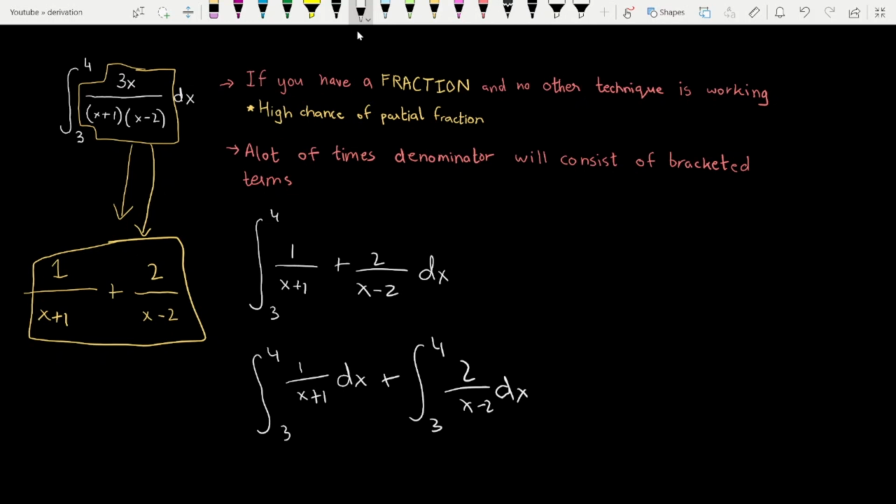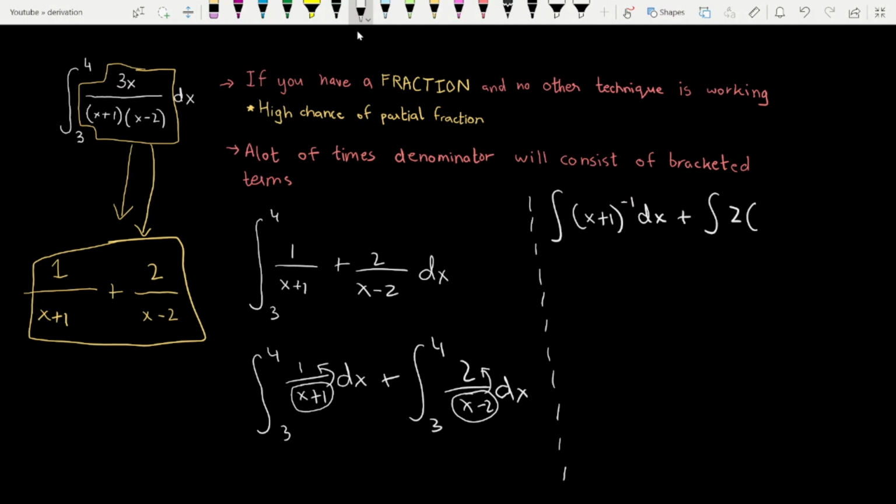Now you can actually realize that if you take these denominators into the numerators, it's going to give you something that you can use to simplify your integrals further. And let's see what that's going to look like. I'm not going to write the limits for a second. I'm not going to write the 4 and 3. I'm just going to say you take the x plus 1 to the numerator. It's basically going to become (x plus 1) to the power of negative 1 dx. And then you have your 2(x minus 2) to the power of negative 1 dx.